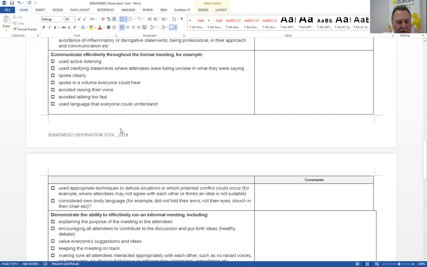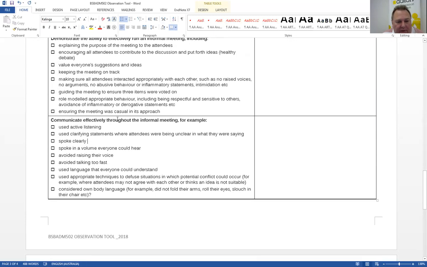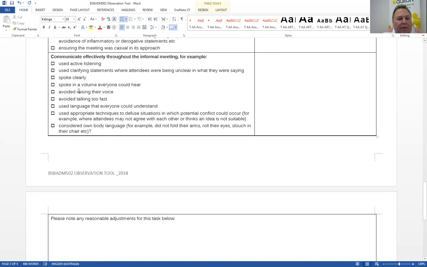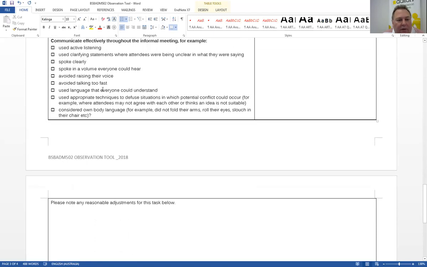During the meeting, did the students communicate effectively throughout the informal meeting? For example, used active listening skills, used clarifying statements where attendees were being unclear in what they were saying, spoke clearly, spoke in a volume everyone could hear, avoided raising their voice, avoided talking too fast, used language that everyone could understand, used appropriate techniques to diffuse situations in which potential conflict could occur.